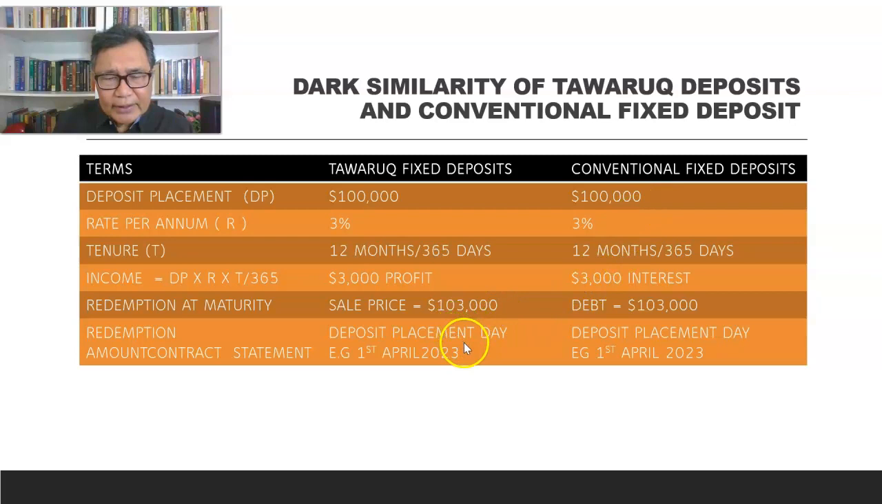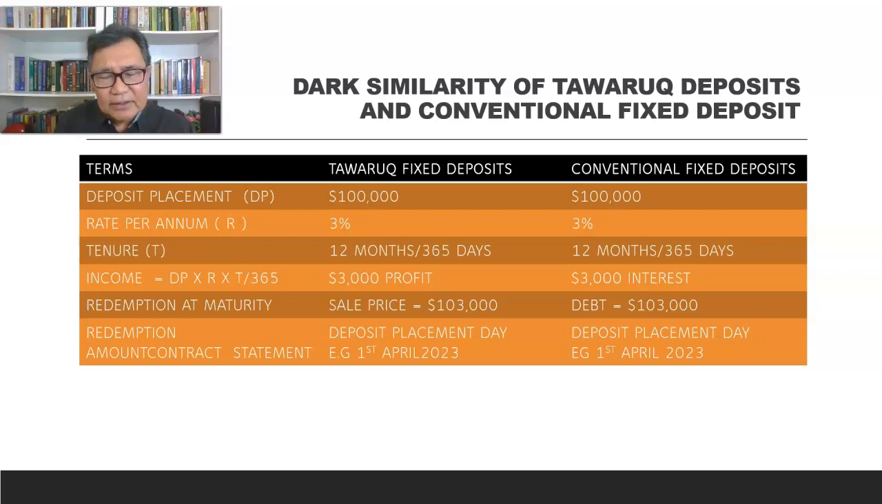And we know very well that when you enter into the contract of deposit for Tawaruq, on day one, on the 1st April, when we enter into the contract, then you are guaranteed a redemption of the deposit in full at 103,000. Likewise, the conventional FD also guarantees the depositor to obtain 103,000. So there is very clear similarity between the two FD.